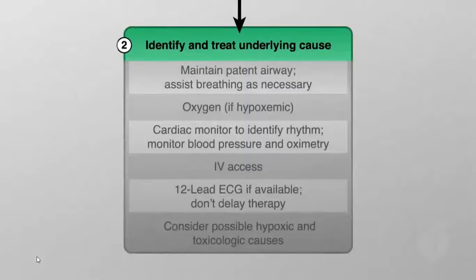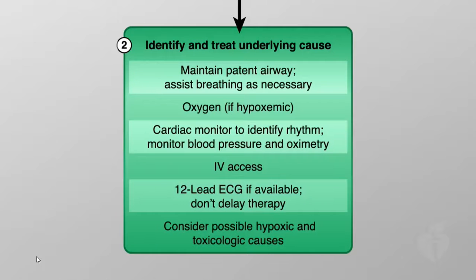Once bradycardia has been identified, first steps include the components of the BLS assessment and primary assessment, such as supporting circulation and airway management, giving oxygen, monitoring the rhythm and vital signs, establishing IV access, and obtaining a 12-lead ECG if available. In addition, consider hypoxic and toxicologic causes.